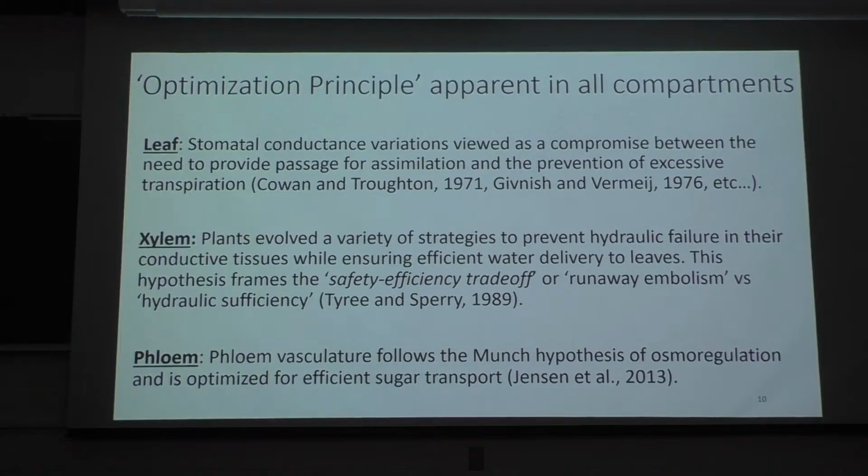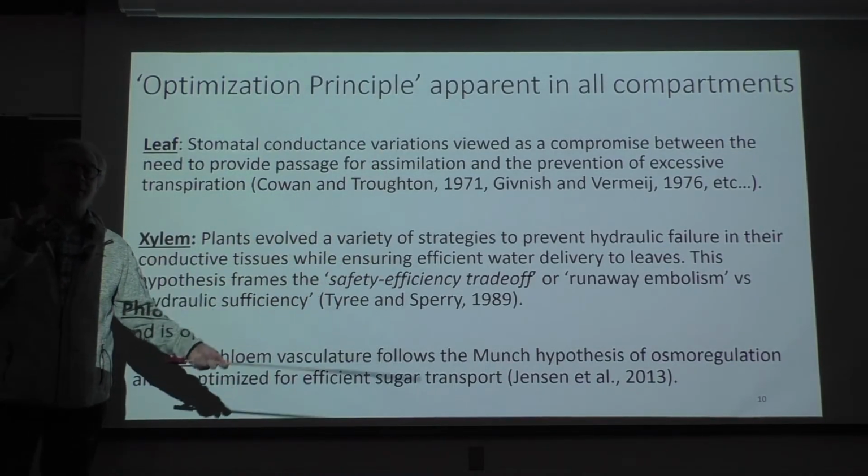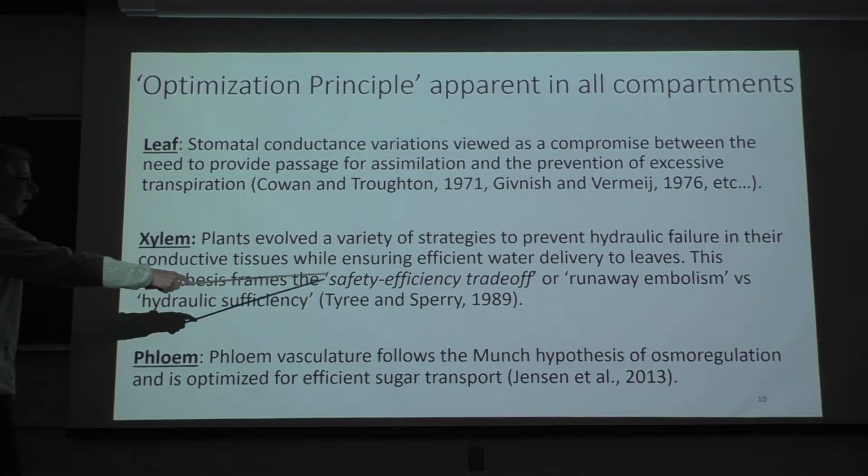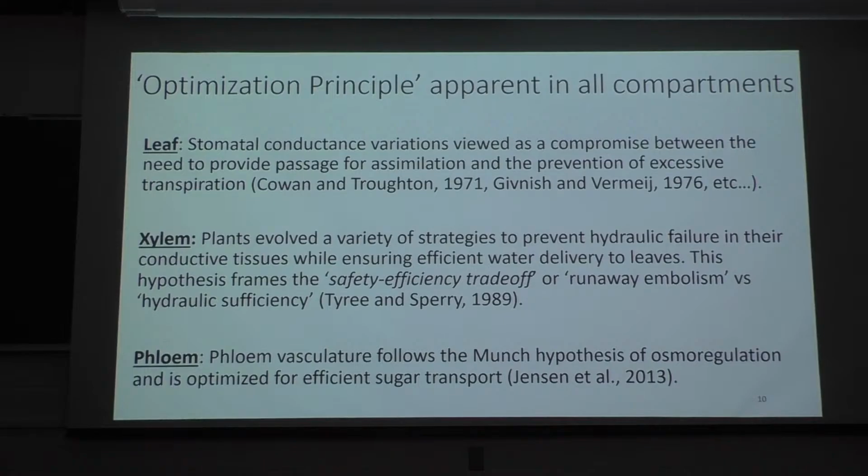In the case of the xylem itself, that is now the main delivery mechanism of water from the soil to the leaf, it was argued by Tyree and Sperry in 1989 that plants evolved a variety of strategies to prevent hydraulic failure in their conductive tissues while ensuring efficient water delivery to leaves. So again, there is some sort of a trade-off between efficiency and safety. This hypothesis frames the so-called safety-efficiency trade-off, sometimes called the runaway embolism versus hydraulic sufficiency. So that's another strategy, and plants have many, many strategies that somehow play around with this safety-efficiency trade-off interface.